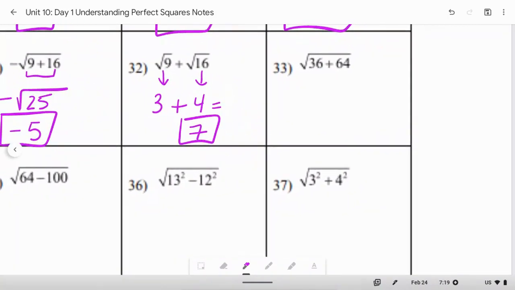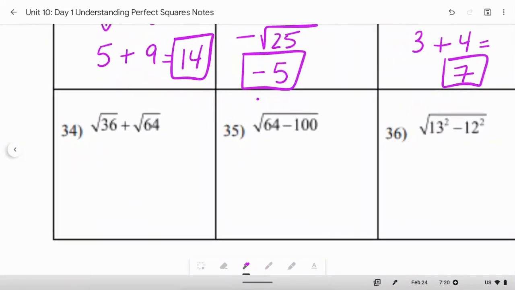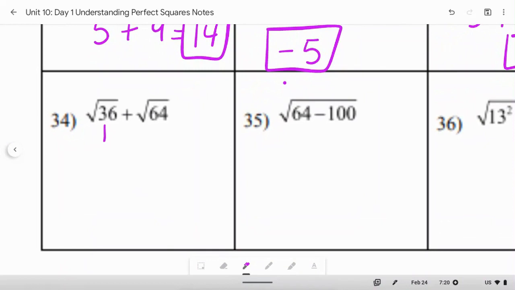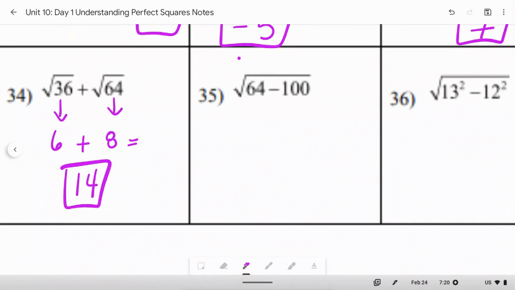For 33, they're both underneath the square root, so I need to combine them first. So 36 and 64 add to 100, and then the square root of 100 is 10. For number 34, they're separate, so the square root of 36 is 6, the square root of 64 is 8, and then if I add those two answers together, I get 14 as my final answer.